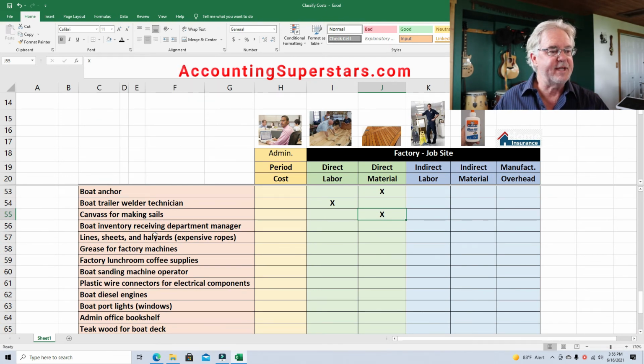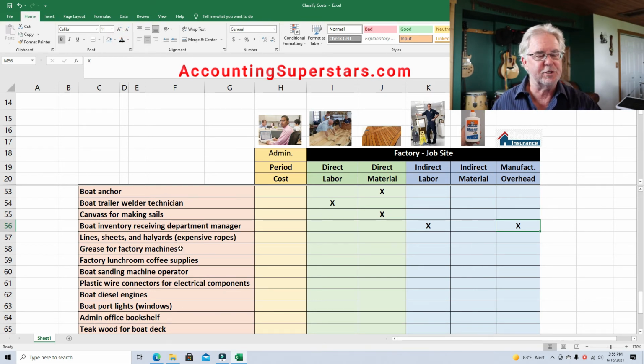Boat inventory receiving department manager. Well, this person works in the factory and is not building boats, but is keeping track of what arrives. So that should, wrong place. Indirect labor, which is also manufacturing overhead. There we go.